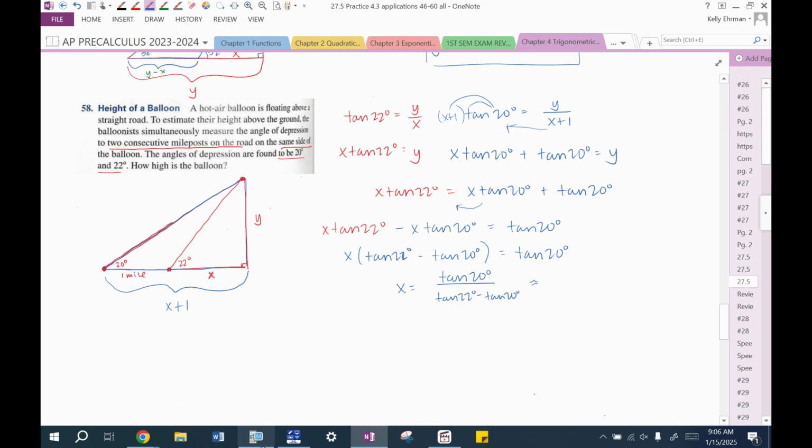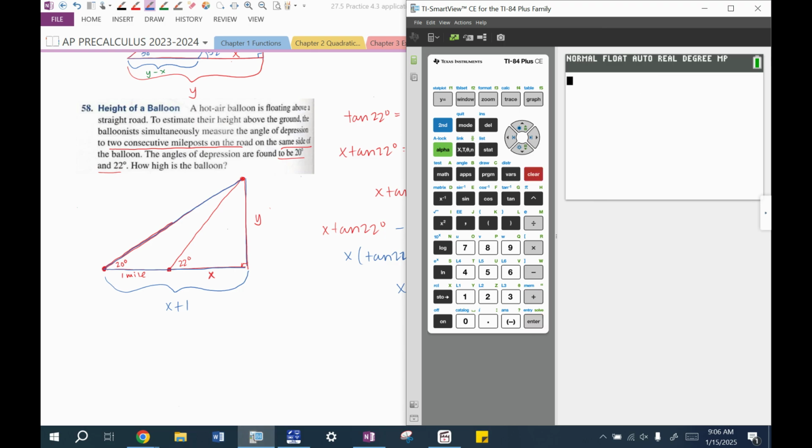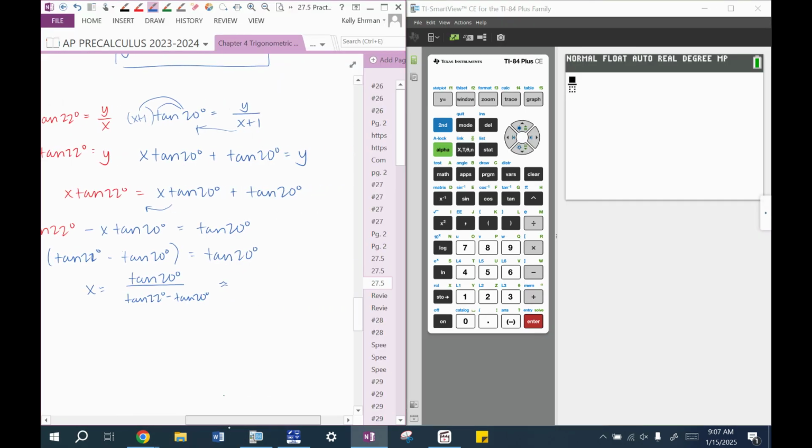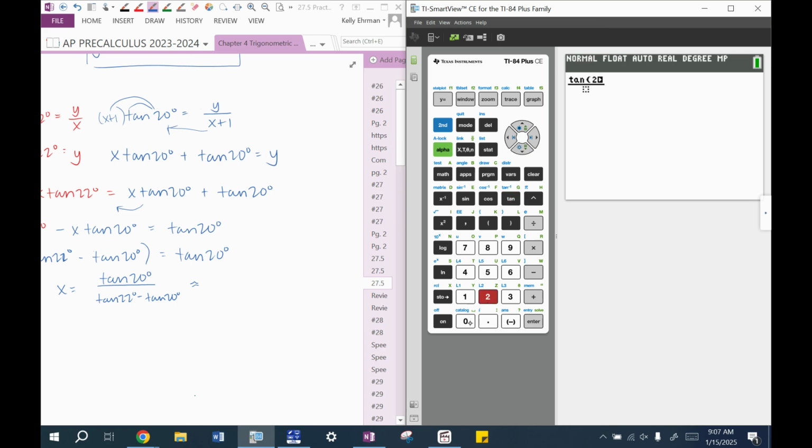Now, what is that approximate answer? So here's a good candidate for our fraction bar here. Alpha y equals, gives you the fraction. And then, this is tangent 20 over tangent of 22, close parentheses to stop that tangent function, and then minus tangent of 20.